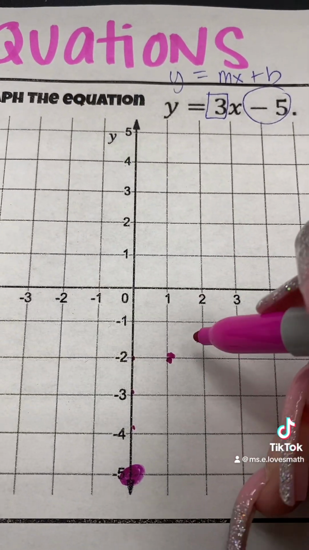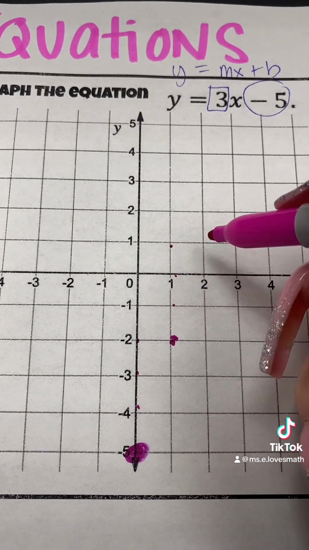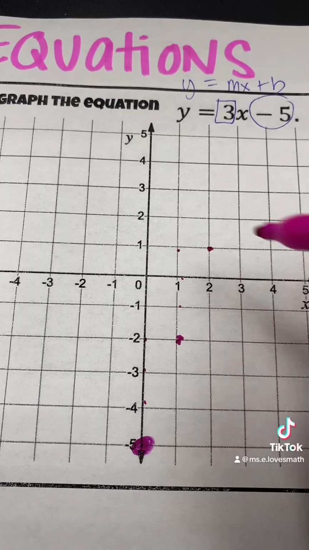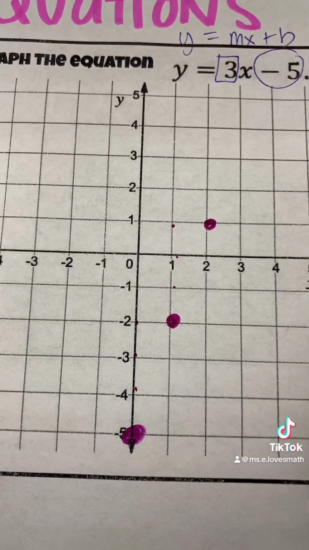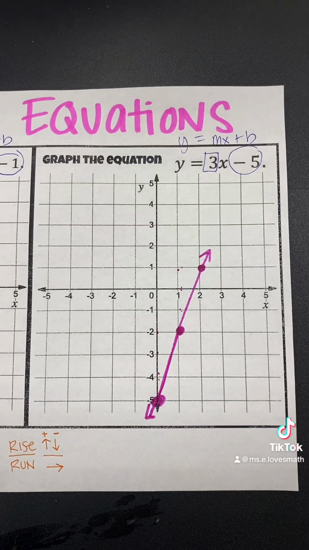We have room to go one more. Rise 1, 2, 3, run 1. I've just made our dots a little bit darker. You have now graphed your line.